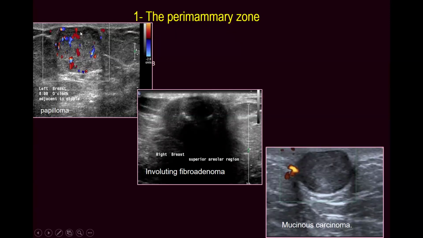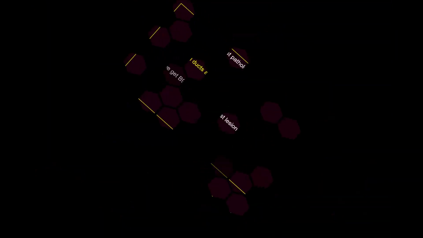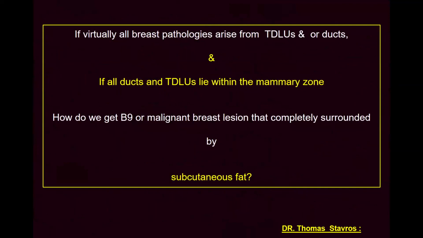This is papilloma. Where? Look, in the pre-mammary zone, abutting the skin. This is involuting fibroadenoma. Where? Primarily here, in the pre-mammary zone. Mucinous carcinoma. Again, you see, even invaginating into the skin, all in the pre-mammary zone. It is not very common, but we have to be aware of this.